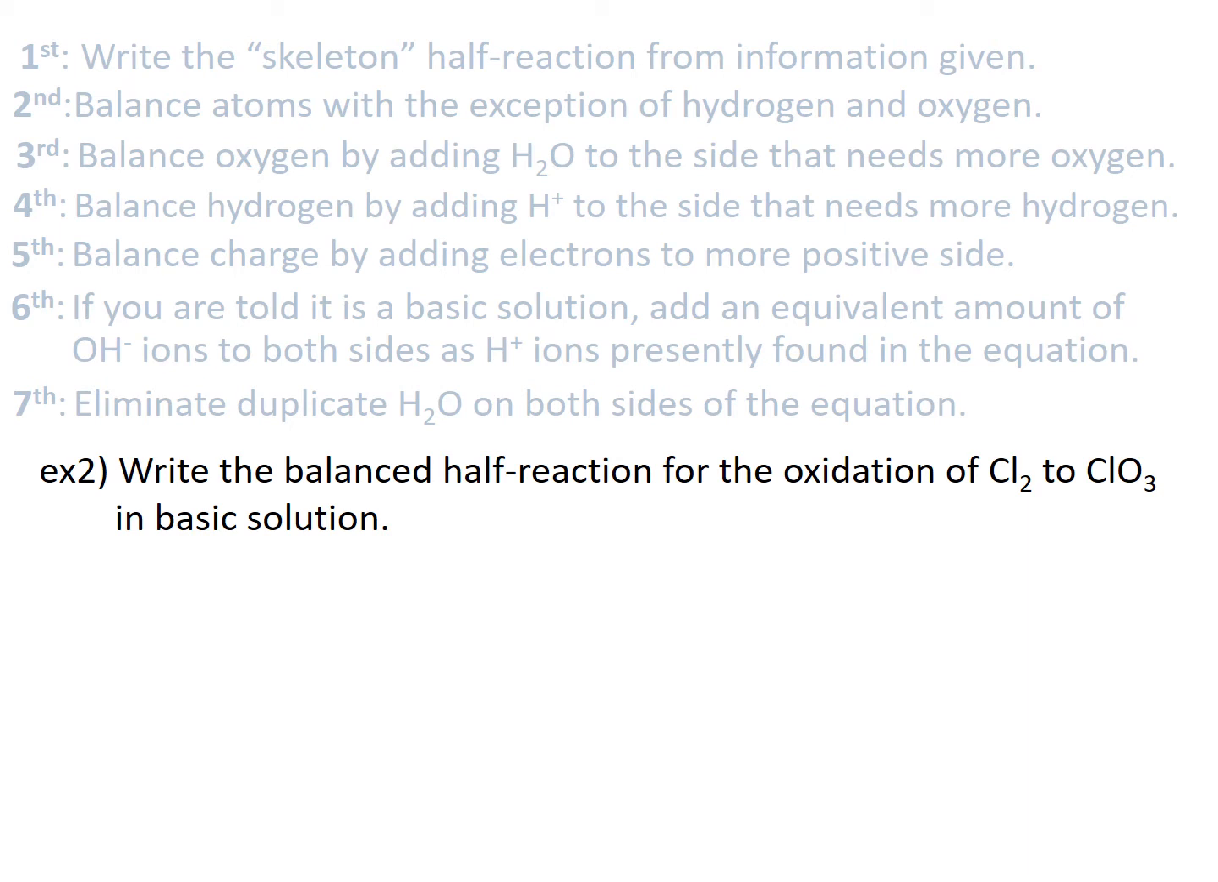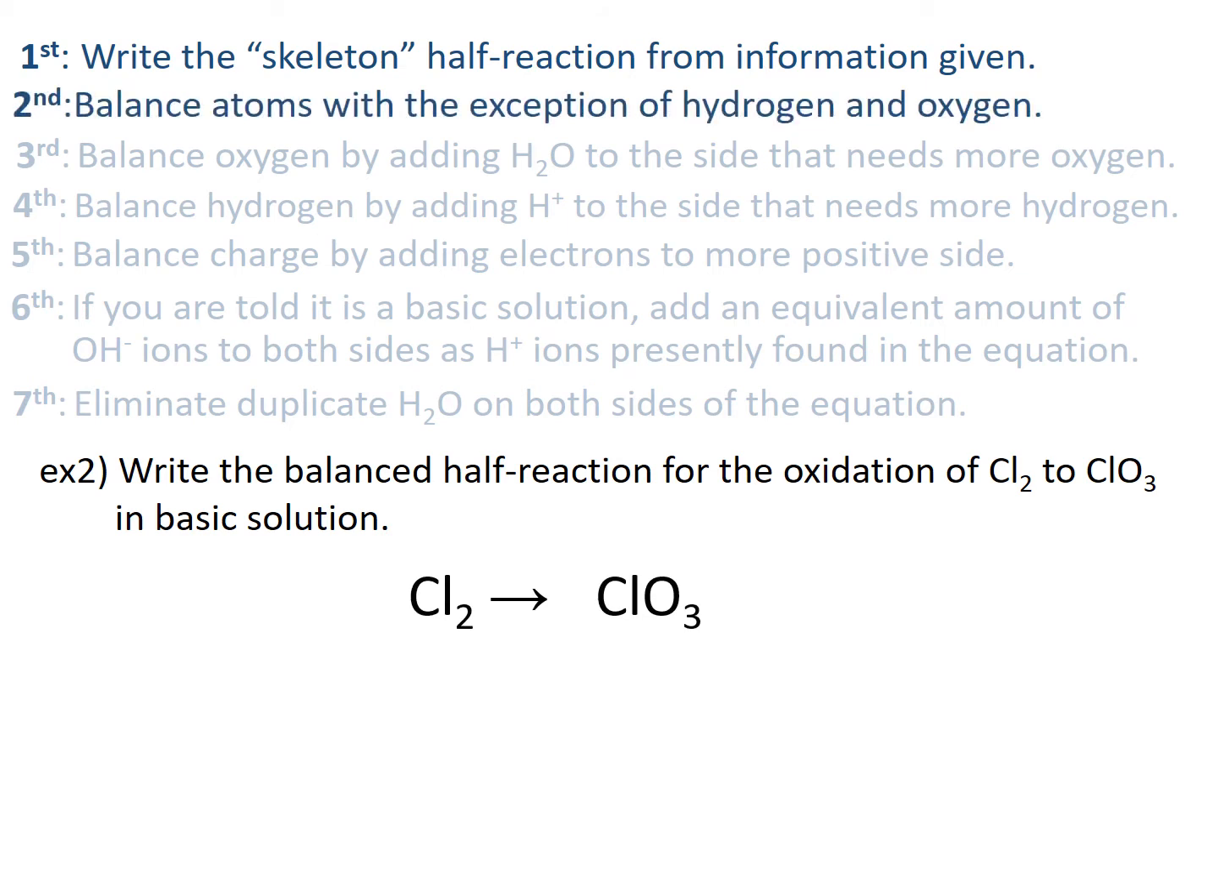Example 2, write the balanced half reaction for the oxidation of chlorine to chlorine trioxide in basic solution. So step 1, write the skeleton half reaction from the information given. Cl2 is turning into ClO3. Step 2, balance atoms with the exception of hydrogen and oxygen. So that means I am balancing out the chlorine. So I will need a 2 on the right-hand side so that I have 2 Cl's on either side of the equation. Step 3, balance oxygen by adding H2O to the side that needs more oxygen.